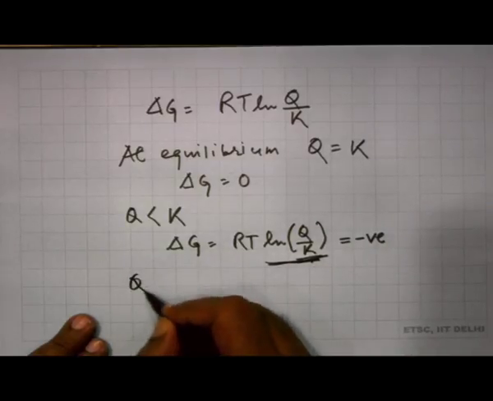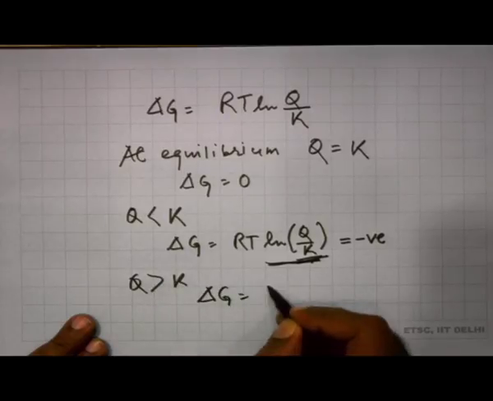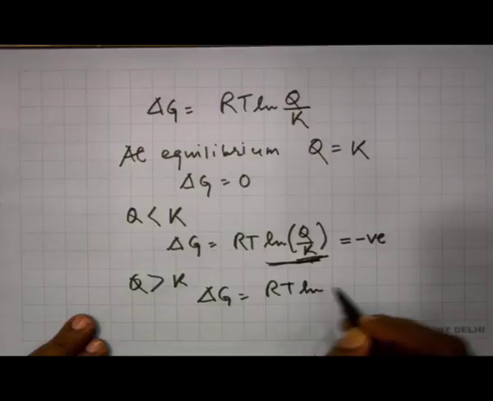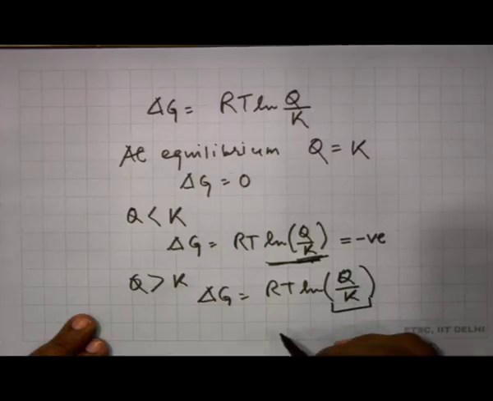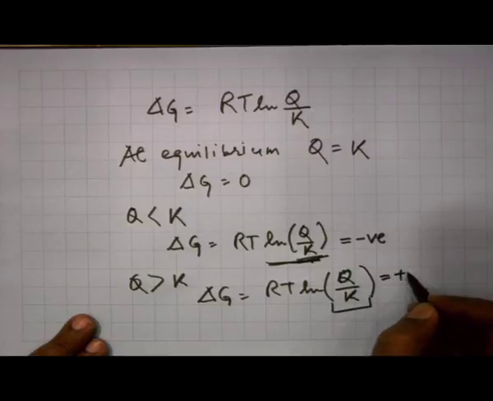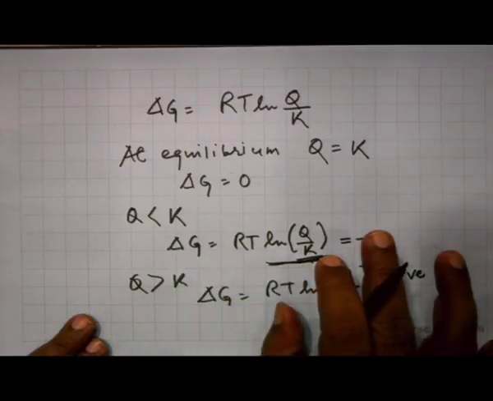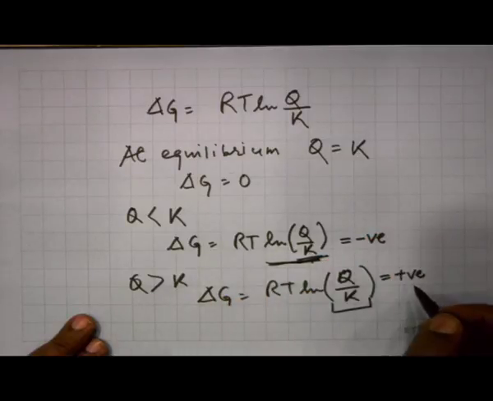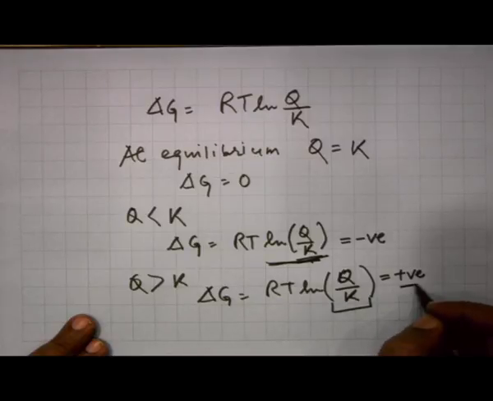Now, when Q is greater than K, your delta G is equal to R T ln Q by K. In this case, Q by K is greater than 1, and so this is positive. So, the forward reaction will not take place. What will happen is the reverse reaction will take place, since delta G is positive.